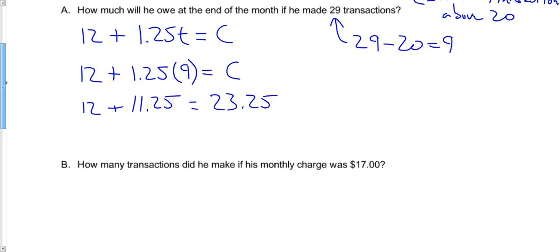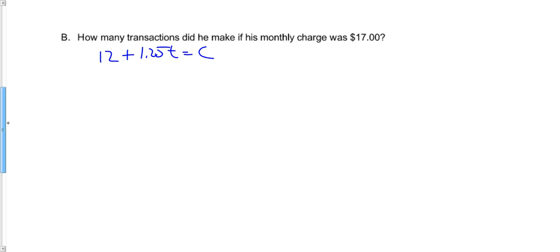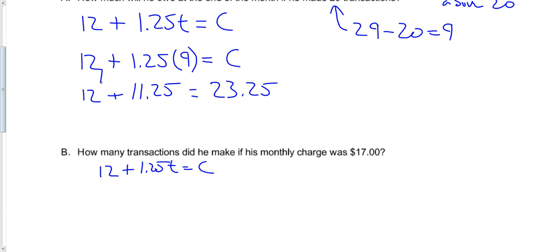Okay. So how many transactions does he make if his monthly charges are $17? Well, we have to make use of the formula that we used up here. First off, we're going to record our formula. We know that the formula is 12 plus 1.25 T is equal to C, where C is again the total cost. Here we know that the total cost is $17, so we're going to substitute that piece in.